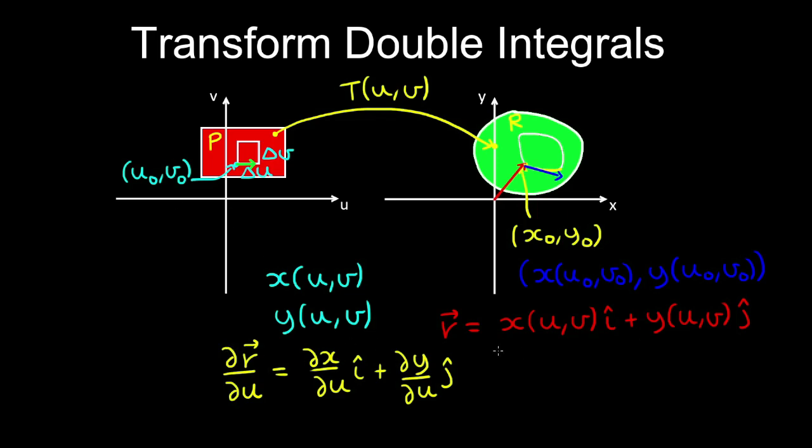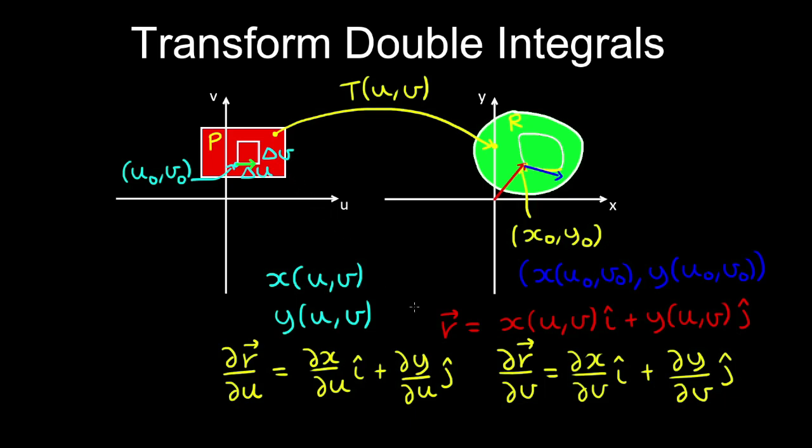Now similarly, if we take the partial of the position vector with respect to v, we get the partial of x with respect to v in the i direction, plus the partial of y with respect to v in the j direction. So essentially, we're walking in a direction v in the uv plane along this edge of the element, so that represents this curve over here. And therefore this partial derivative gives the following tangent vector to the curve when evaluated at u0 and v0.